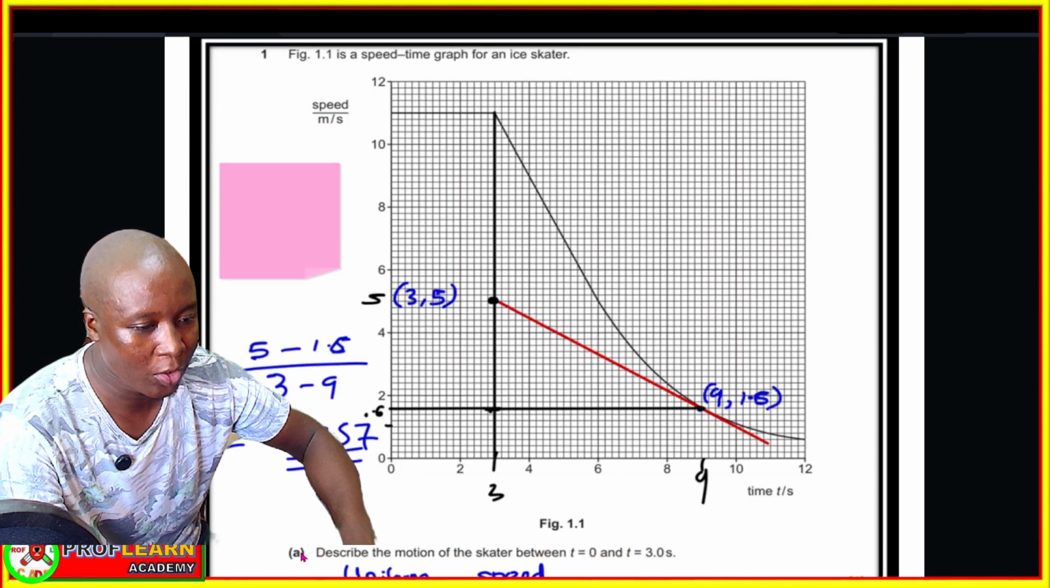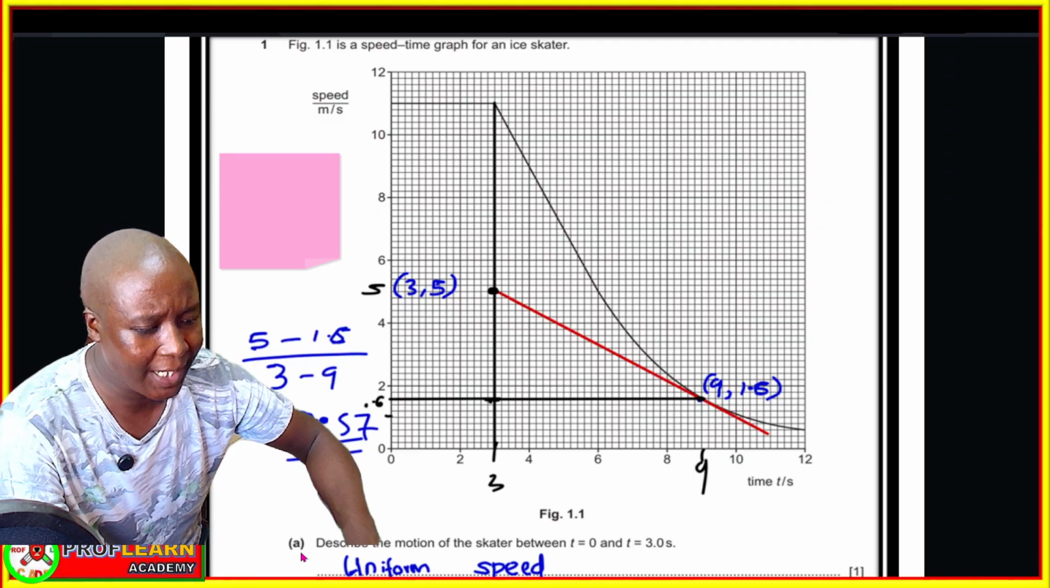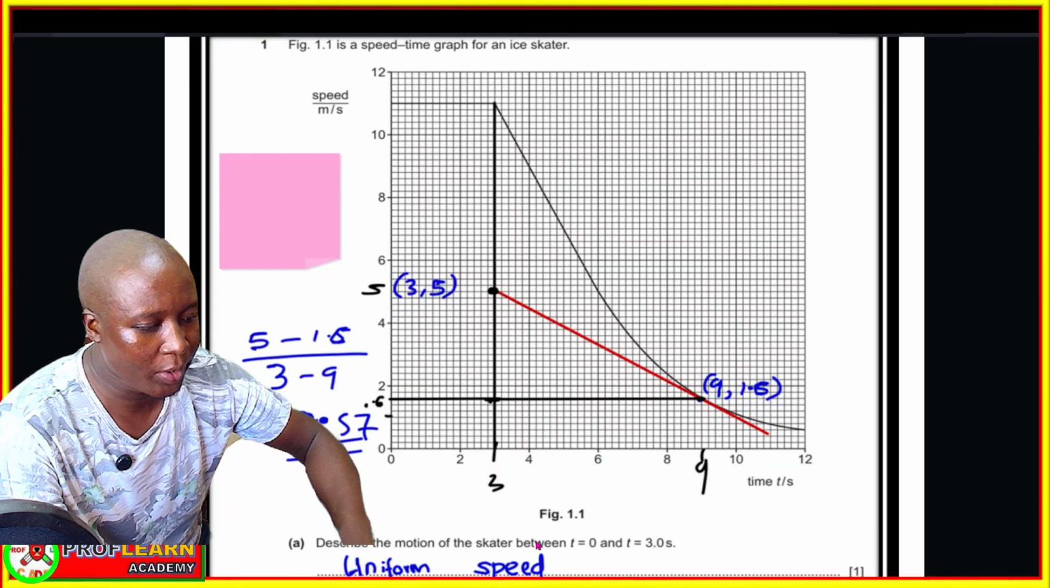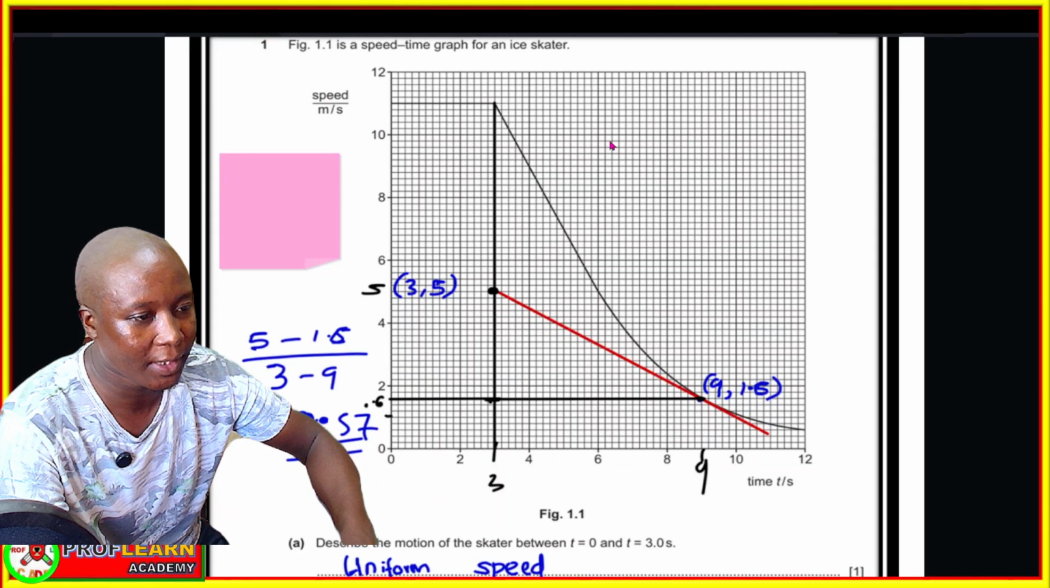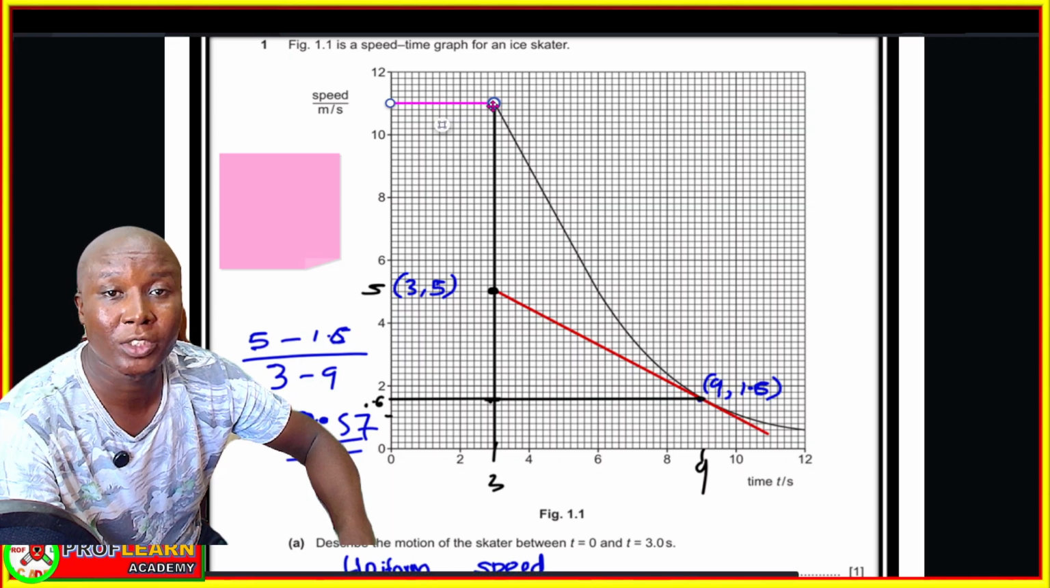One of the questions that was asked was to describe the motion between time is 0 to time is 3 seconds. So you can see this is basically the region where the students were asked to describe the motion, this section here. So here, the speed was constant.